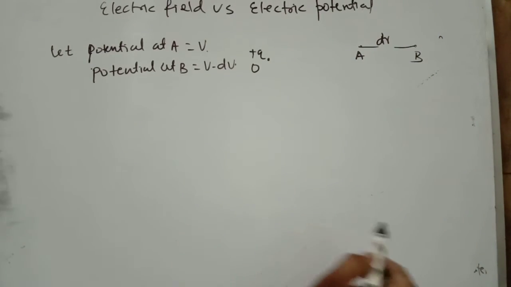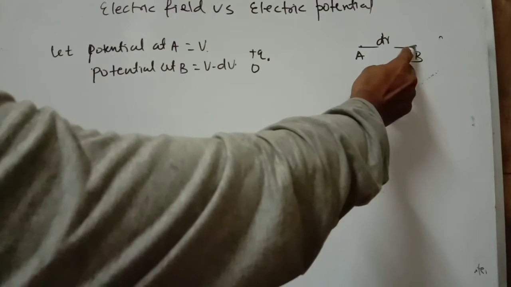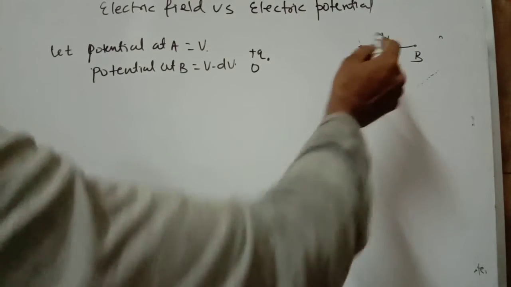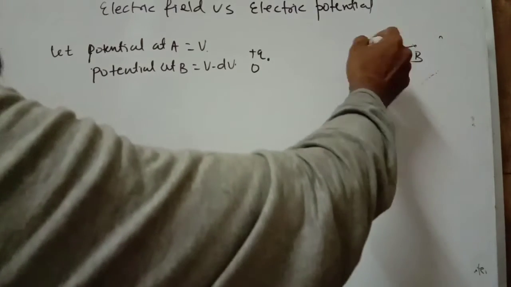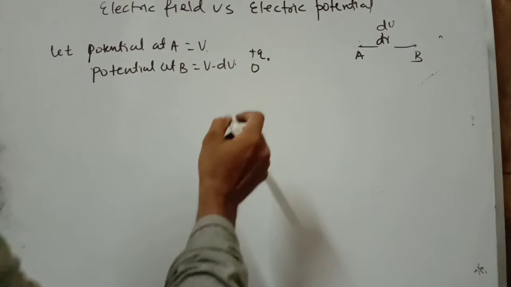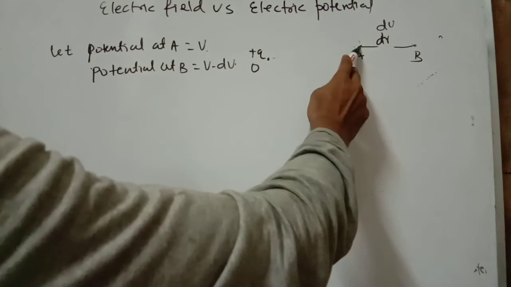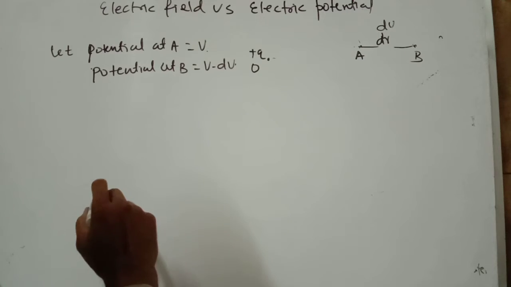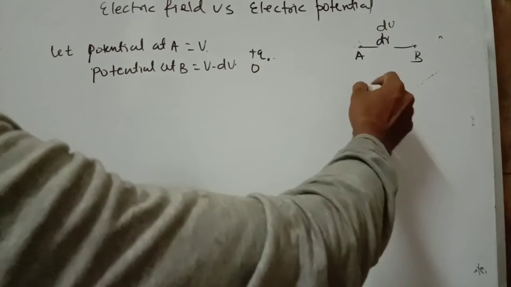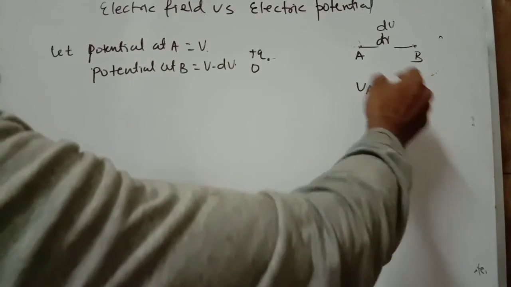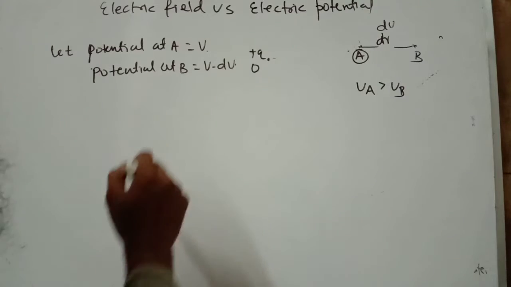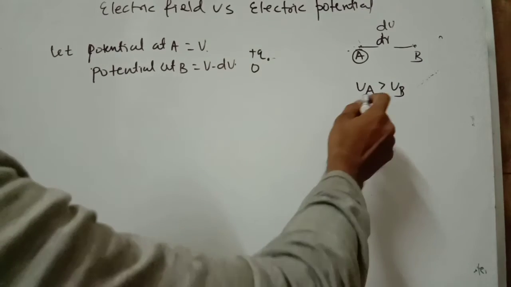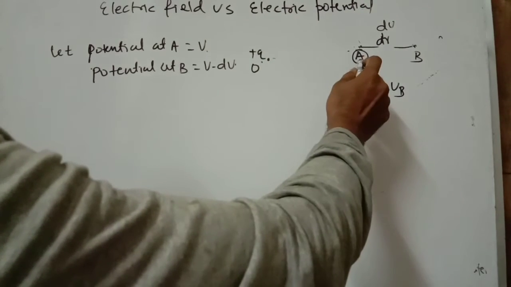Let this distance be a very small distance, and the work done by an external agent from B to A is very small. So the potential difference here is small, that is dV. The potential at A is V, so the potential at B is V minus dV. The potential at A is greater than the potential at B, because point A is nearer to the positive charge.